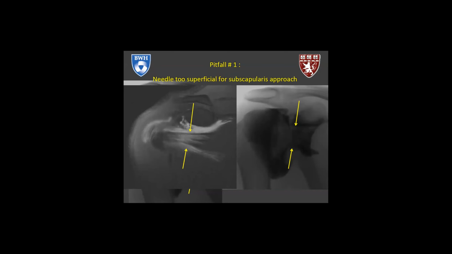So how do we avoid that pitfall? Essentially, the bottom line is the needle is too superficial when we did the subscapularis approach. In this case, the needle could have migrated there. So what we need to do is basically advance the needle to obtain the intra-articular injection. Your needle is too superficial, and the only way to fix that is to make sure that we're a little bit deeper than we need to be and inject. So great, that's good.